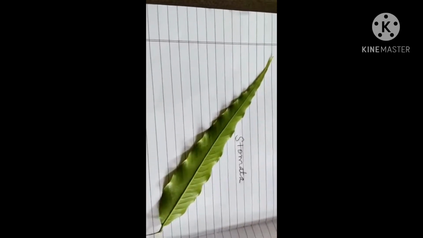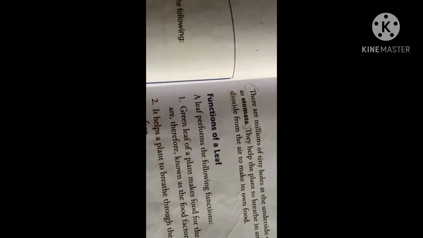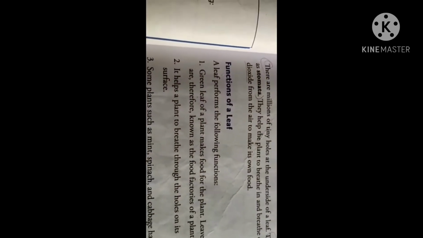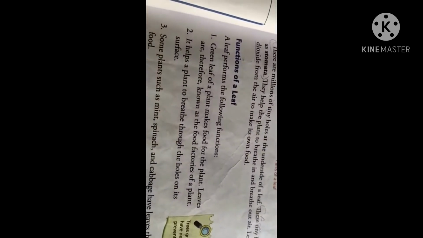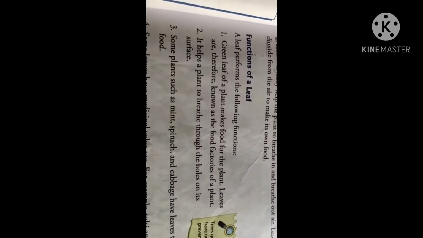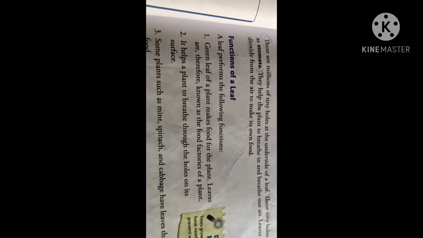Okay? So now let's come to the next part, that is function of a leaf. What are the various functions of a leaf? As I told you earlier, these leaves are called the kitchen or the food factory of the plant. So the major function of these leaves is to prepare food for the plant. The second function is that it helps a plant to breathe through the holes on its surface. Like we have a nose for breathing, these leaves have small stomata for breathing.